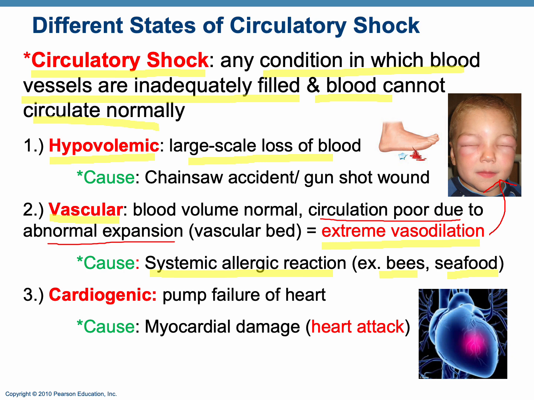And number three here, cardiogenic. So overall pump failure of the heart. That's the case, of course, with a heart attack. So definitely make sure to know these.